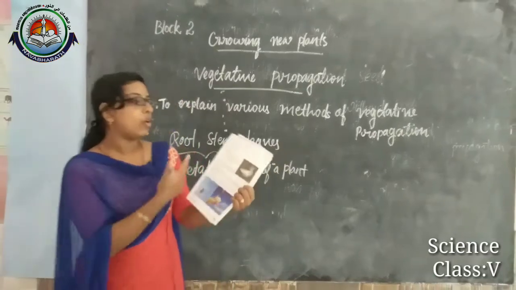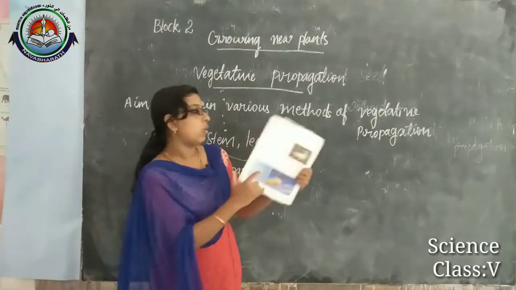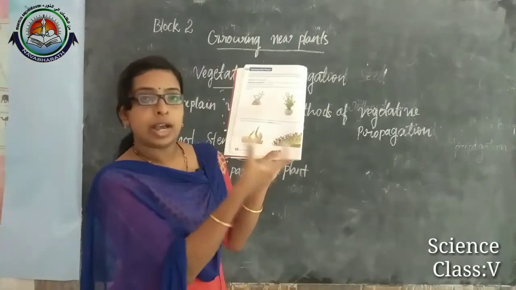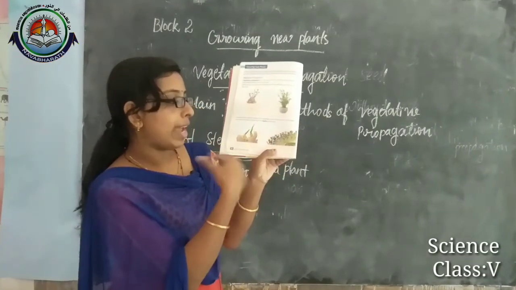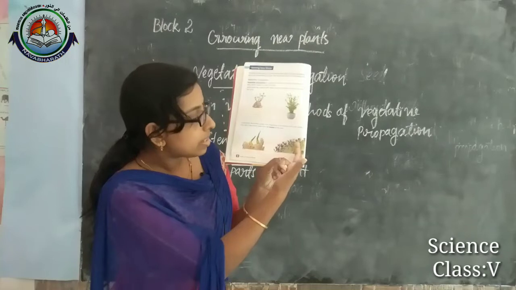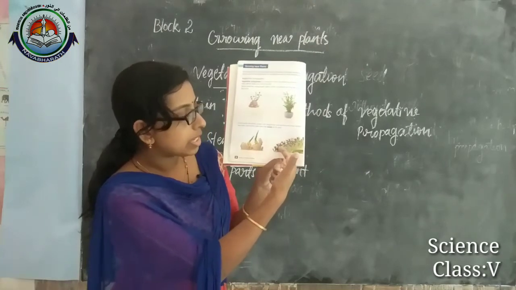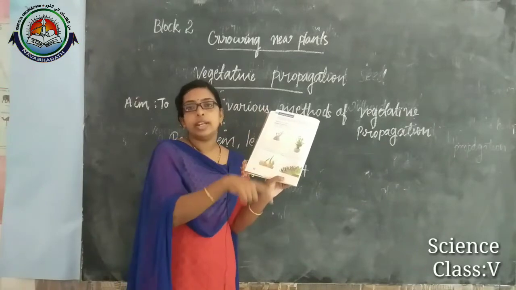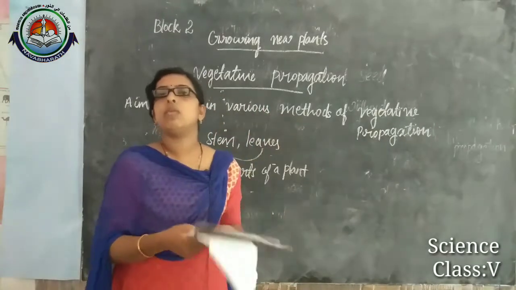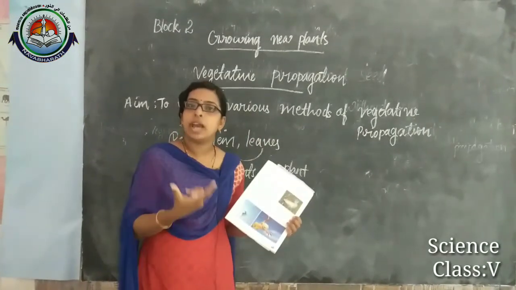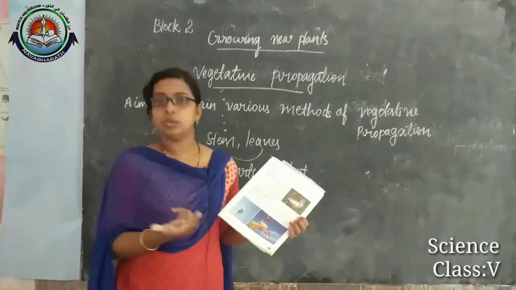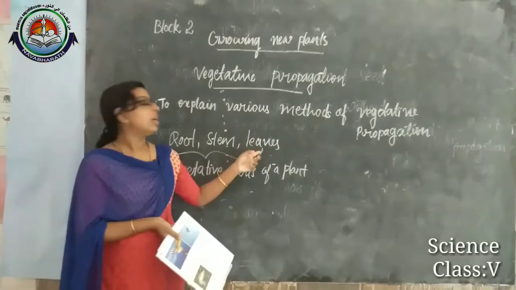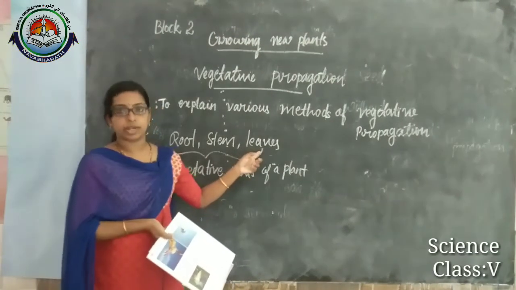That is bryophyllum, which has buds on the edges. Here you can see that the edges of the bryophyllum leaves have some buds. When these buds fall on moist soil, then what will happen? They can produce a new plant. So bryophyllum is an example of leaf vegetative propagation.